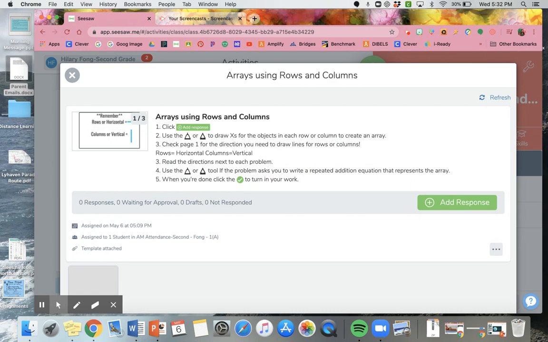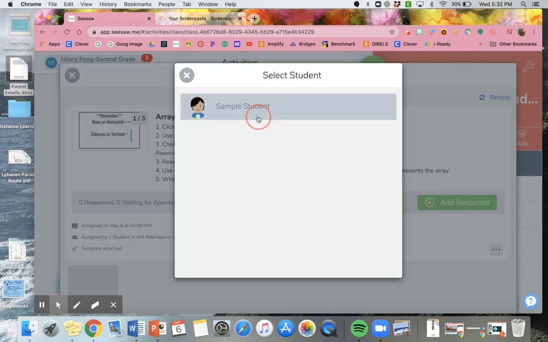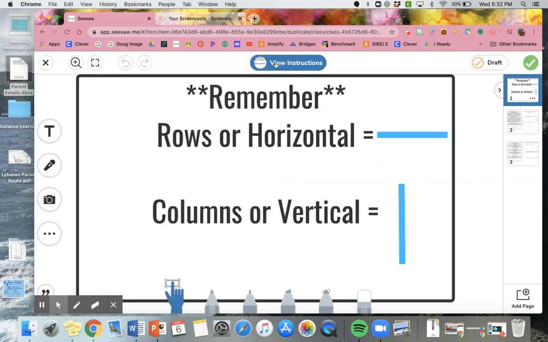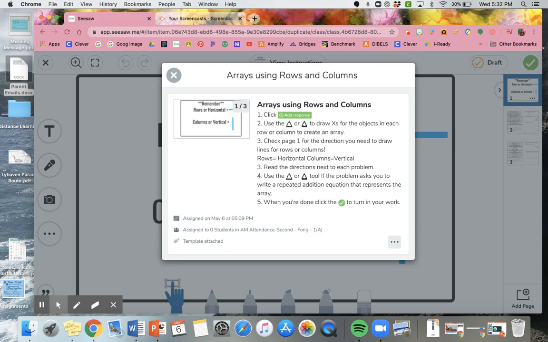So let's take a look at your assignment on Seesaw. It will be titled Arrays Using Rows and Columns. So the directions are that you need to use the pen or pencil to draw X's for the objects in each row or column to create an array. Please check page 1 for directions on how to draw the lines for rows or columns. Rows equals horizontal, columns equals vertical. Read the directions next to each problem. Use a pen or pencil tool. The problem asks you to write a repeated addition equation that represents the array. You can also use a text box, okay?